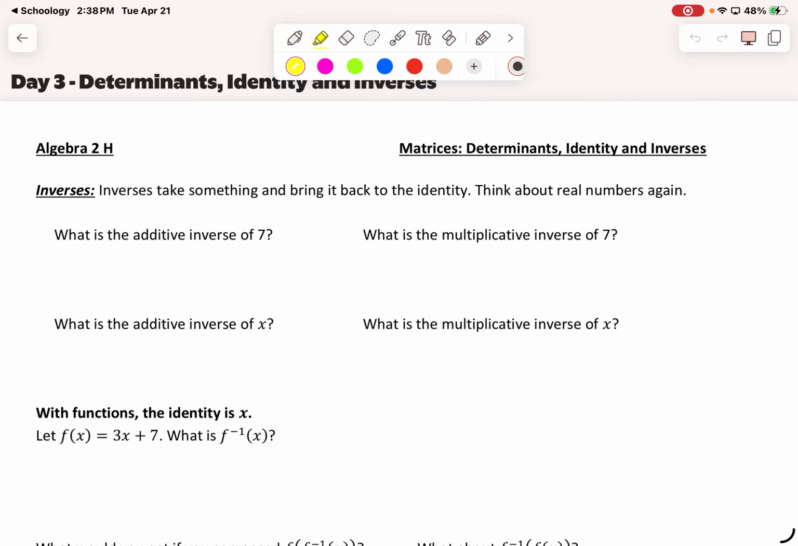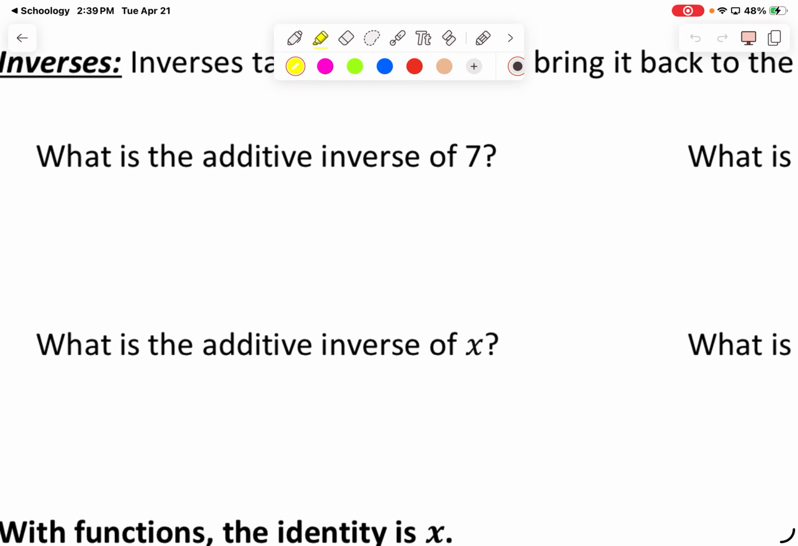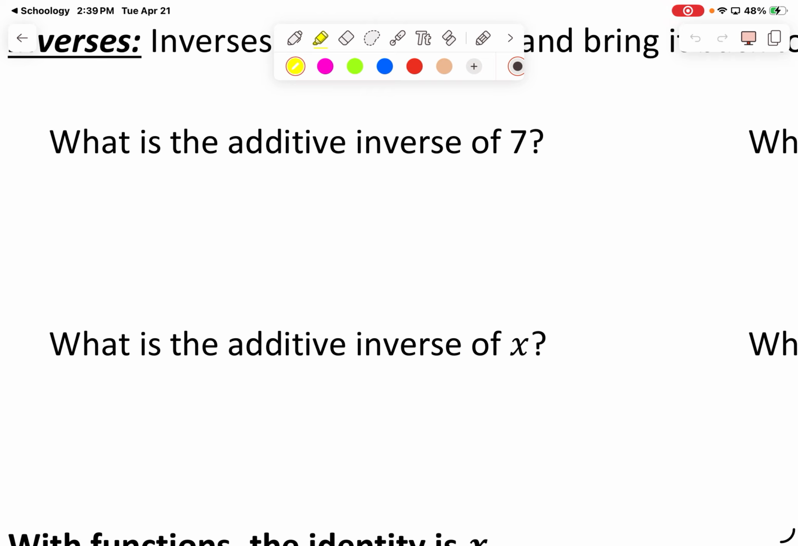So think about real numbers first. What is the additive inverse of 7? Remember, additive identity is 0, right? So that's what we talked about in the past notes. So what would I add to 7 to give me 0, which is -7, right? So the additive inverse of 7 is -7, because I would have to add -7 to 7 to get the identity, which is 0.